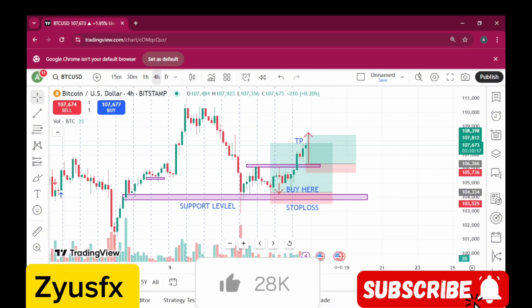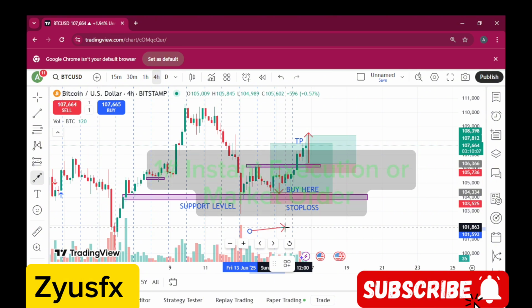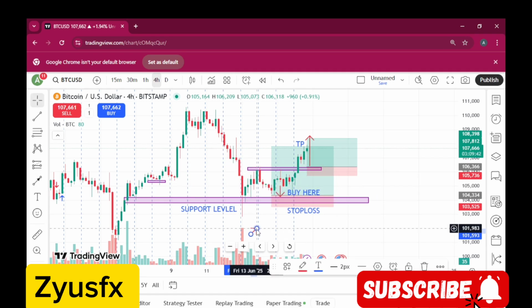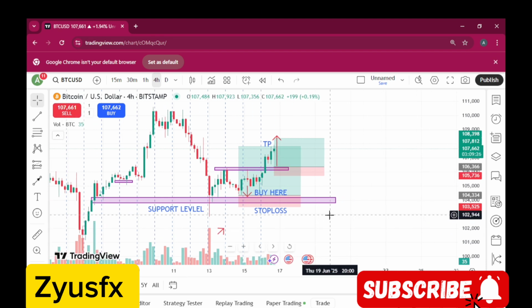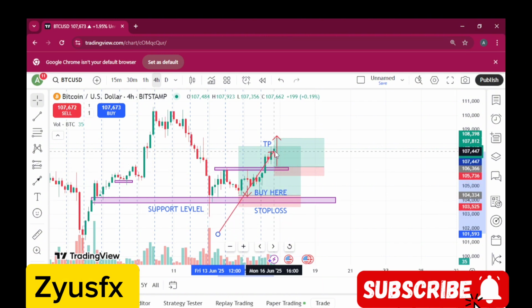So the first example, we'll be using the Bitcoin USD chart, and the first entry technique we'll talk about is the instant execution. This is what most traders use. The instant execution, or the market order, if you have been trading for a while, is an order that is placed instantly once you click either the buy or the sell icon on your charts or on your trading platform. So the order gets executed immediately once you take that trade.